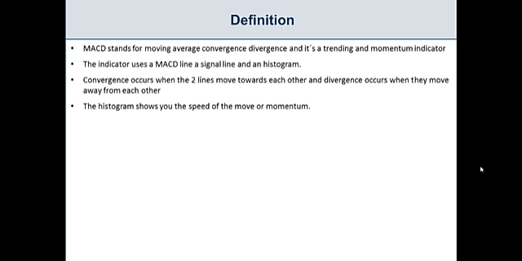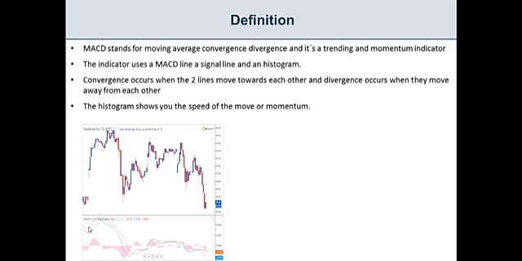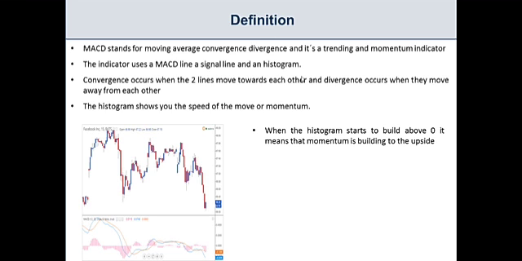Like we said before, you will notice that you have a histogram building up or down when the two lines are farthest from each other. When the two lines start to move towards each other, the histogram starts to build down towards the zero line. When the histogram starts to build above zero, it means that momentum is building to the upside.